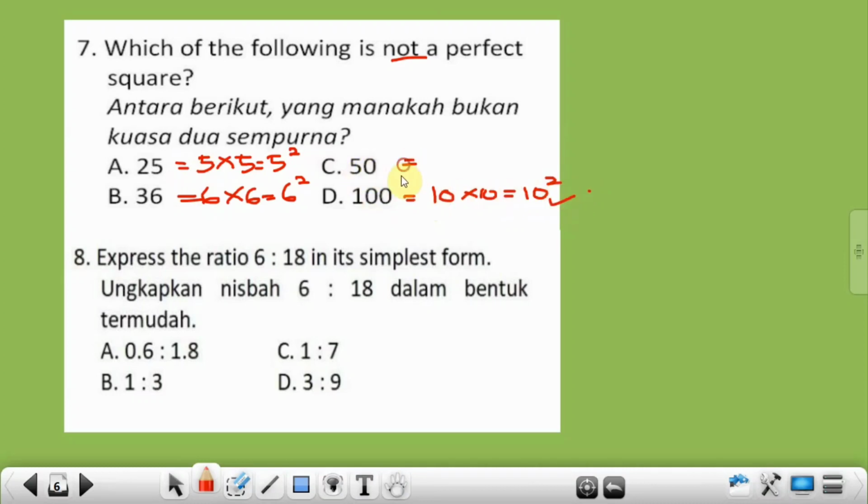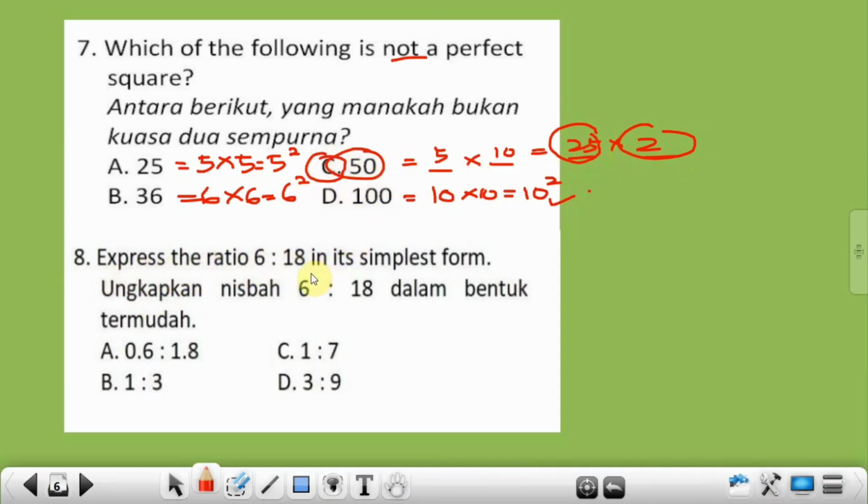So this is a perfect square. Okay, 50. We cannot find two numbers that are equal, that when we multiply them, we get 50. Not possible. Okay, we can have 5 times 10. We can have 25 times 2. But we cannot find any two similar numbers. So this is not a perfect square. Okay, so the answer is C.